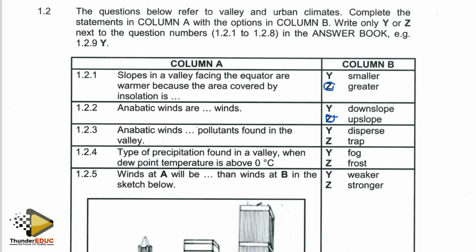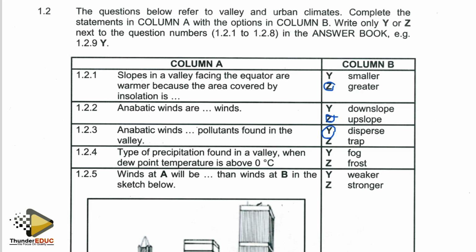Anabatic winds are dash pollutants found in the valley. Right, when you talk of upslope winds and you're talking of pollutants being concentrated in a valley, an upslope wind takes with it the pollutants within the valley as it goes up the valley sides. So it means it disperses the pollutants from the valley, which implies that the correct response for number 123 is letter Y.